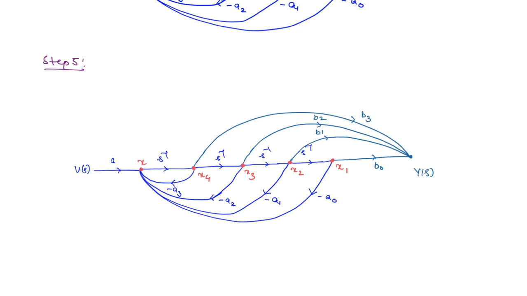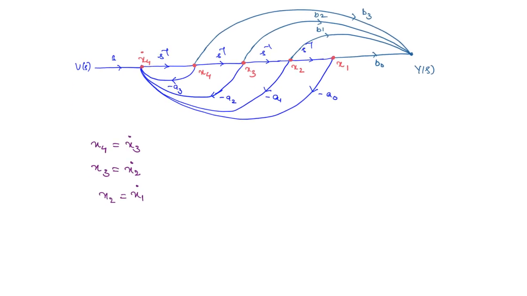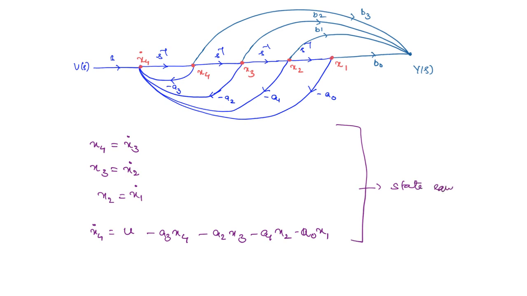And what we can take here? x4 dot. So it follows now that x4 is nothing but x3 dot, x3 is nothing but x2 dot, and finally x2 is nothing but x1 dot. Then what is x4 dot? x4 dot you can get from the state diagram. What are all the branches coming towards x4 dot? U is coming, and from x4, x3, x2 and x1. So x4 dot is going to be u minus a3 x4 minus a2 x3 minus a1 x2 minus a0 x1. So with these four equations we have the state equations, right?